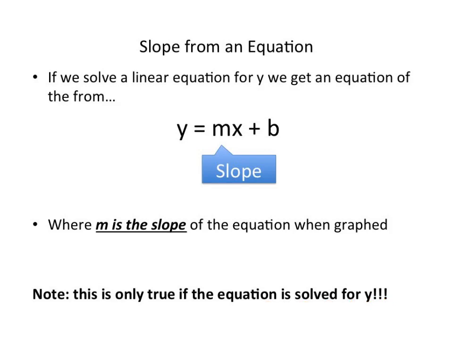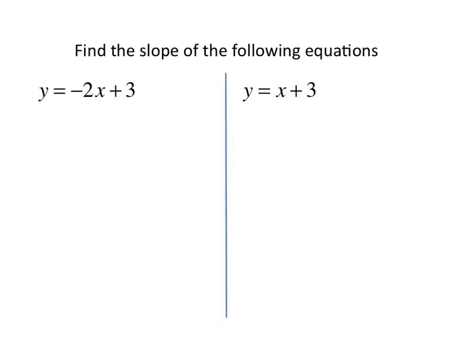But if I'm going to find the slope, it has to be that m value times the x, which is only true when the equation is equal to y. So let's try a couple examples here. These first two are pretty simple. I can already see that both of these equations are already solved for y, already in the form y equals mx plus b.